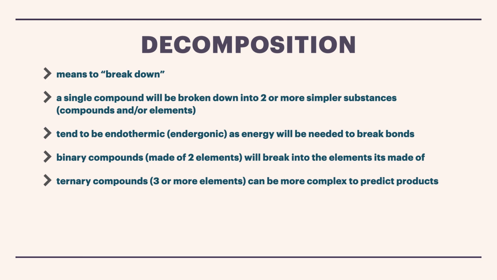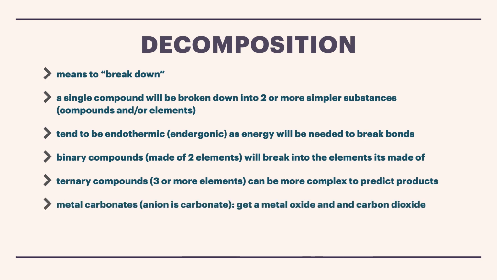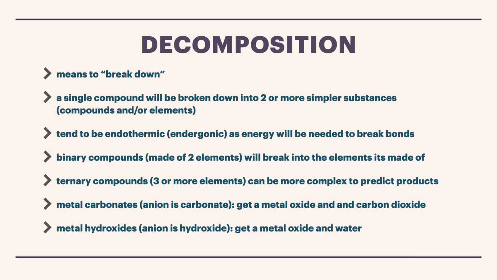The particular ternary compounds I will talk about are, first of all, metal carbonates. So that would be a metal bonded to the carbonate ion, right? Carbonate would be the anion. And in that case, the pattern that chemists have recognized is that you will get a metal oxide, so that metal joined up with oxygen, and in addition, you will also get a second product, carbon dioxide. I will also discuss the ternary compounds, metal hydroxides, where you'll have a metal bonded to the hydroxide ion, and when that decomposes, you'll get that metal hooked up to oxygen, metal oxide, and you'll get water.